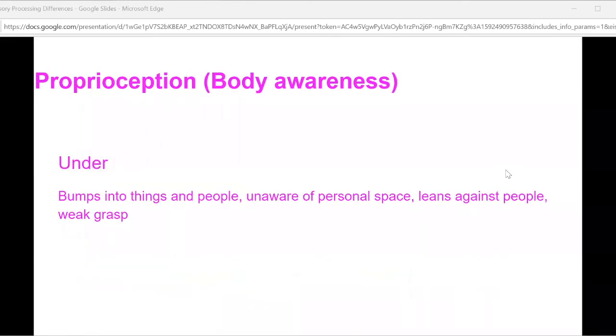And then proprioception, which is our body awareness, and it's our positioning sense, so how we position ourselves. And we just do this without really thinking about it, unless of course you have some differences around this. So you might see people bumping into things, and they sit and fidget a lot. They're unaware of their personal space and other people's personal space. And they might lean against people and have a weak grasp. So if they hold something, they might drop it.